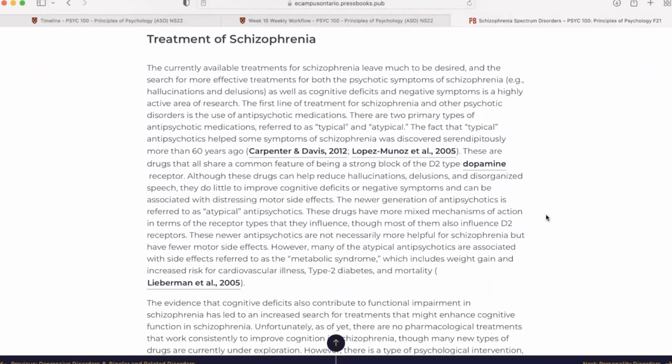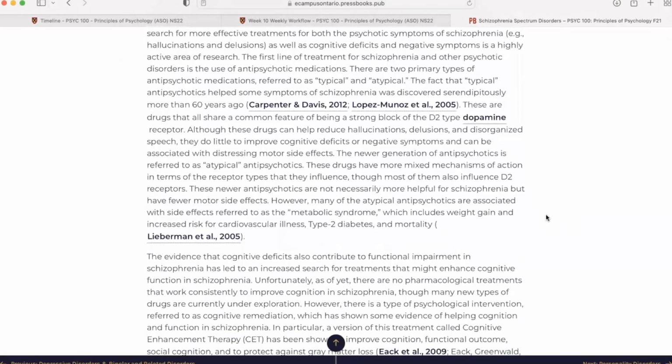The fact that typical antipsychotics helped some symptoms of schizophrenia was discovered serendipitously more than 60 years ago. These are drugs that all share a common feature of being a strong blocker of the D2 type dopamine receptor. Although these drugs can help reduce hallucinations, delusions, and disorganized speech, they do little to improve cognitive deficits or negative symptoms and can be associated with distressing motor side effects.